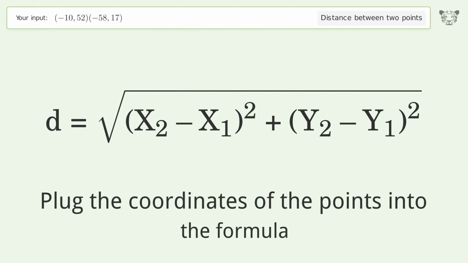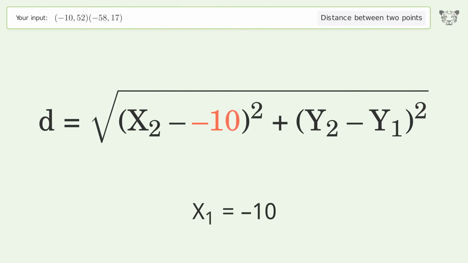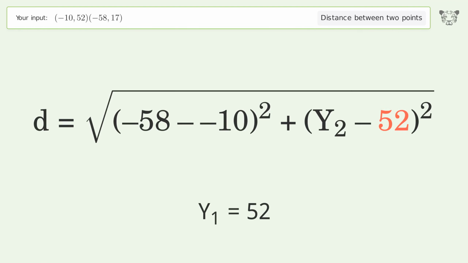Plug the coordinates of the points into the formula. x1 equals -10. x2 equals -58. y1 equals 52. y2 equals 17.